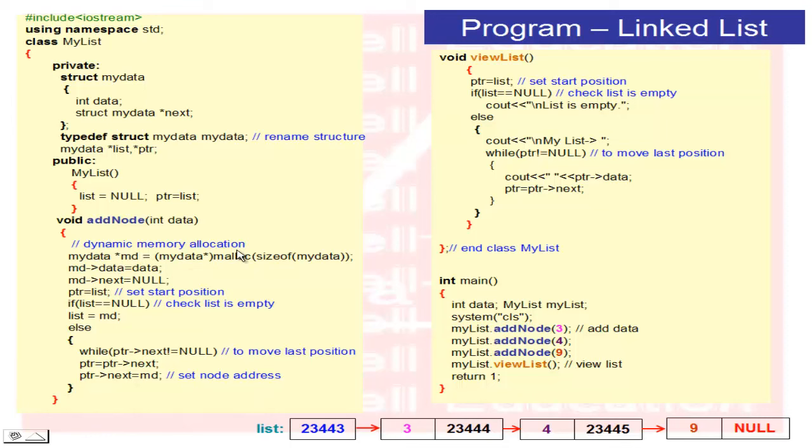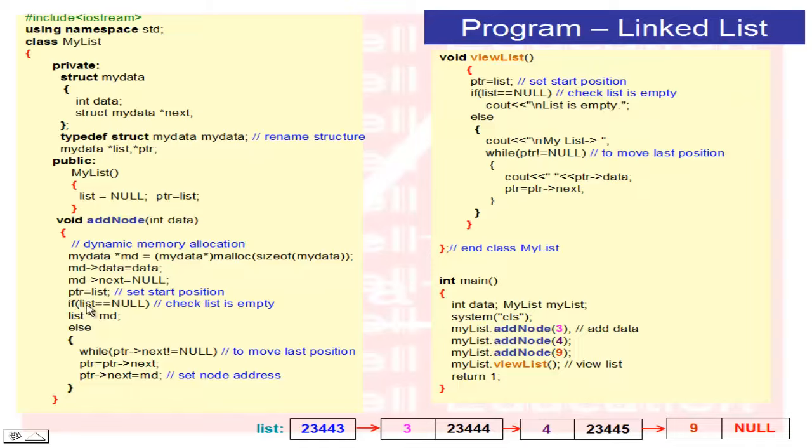So here is the dynamic memory allocation. I created one pointer of my data and assigned malloc by using dynamic memory allocation, and the data is assigned to the variable, and the next pointer I have assigned null here. Now the pointer is initialized with the list ptr. Okay, this is the start position.